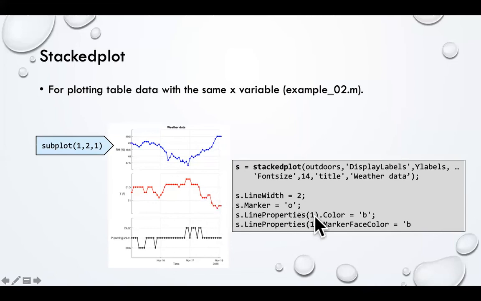Then you don't need to specify 1, 2, 3. Here, the line property 1 means the first data, and for the second data you just change it to 2. If I put color blue, then the relative humidity becomes blue. You can see on the screen here is 2 and the color is red, then the temperature becomes red. This way, you don't need to worry about which subplot you're working on. What you need to do is just change the order in your table, and Matlab will automatically generate that kind of plot sharing the same x-axis.